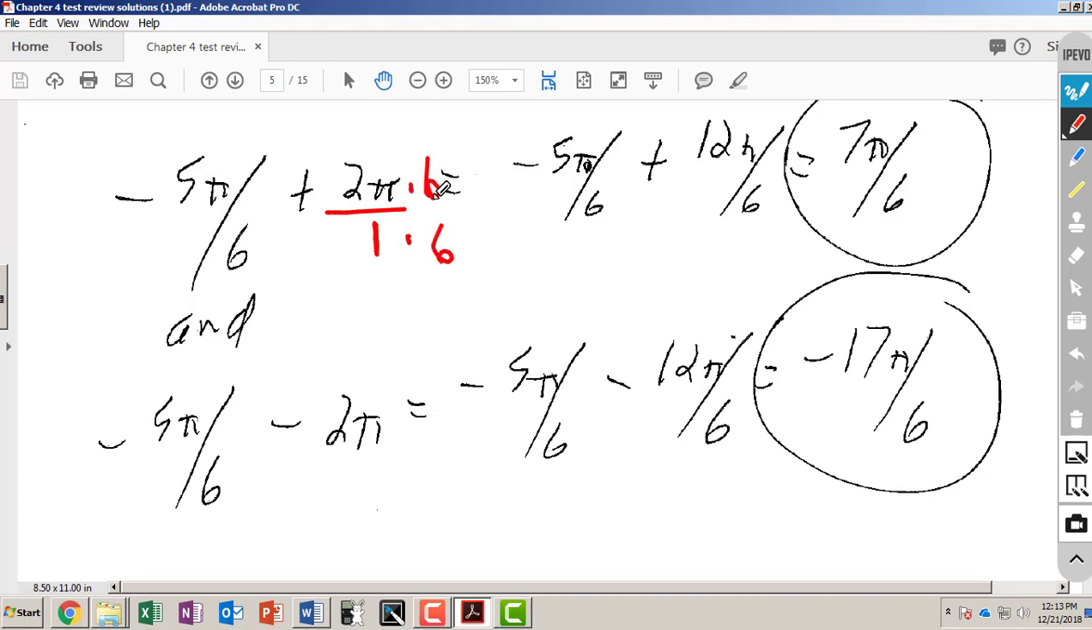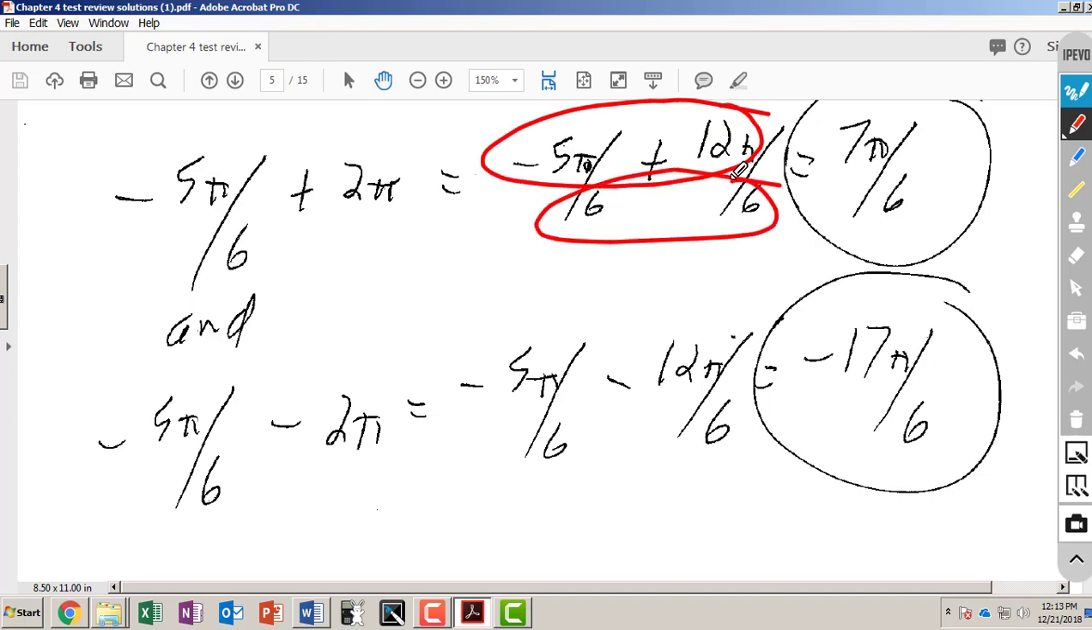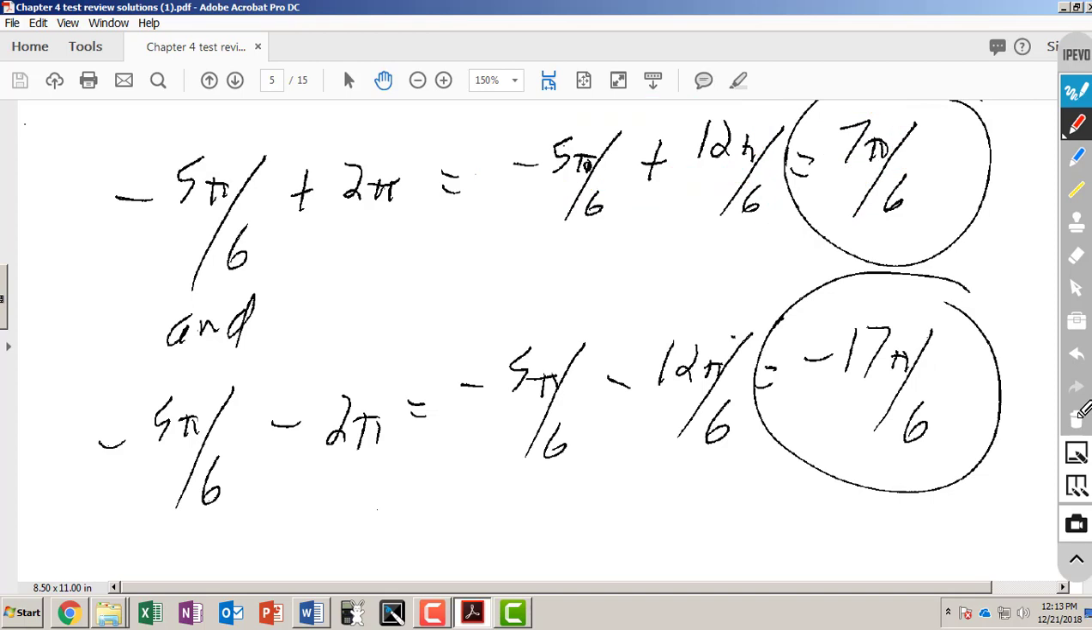Because my laws of fractions say to be able to add fractions together, you need a common denominator. So here I multiply by 6 and I get 12 pi all over 6. Now my laws of fractions say I add my numerators and keep the same denominator. So negative 5 pi plus 12 pi gives you 7 pi, keep the same denominator, which is 6.